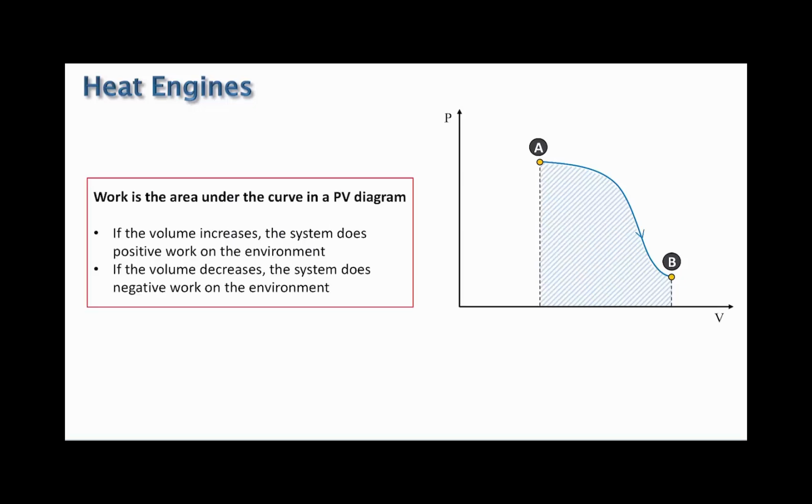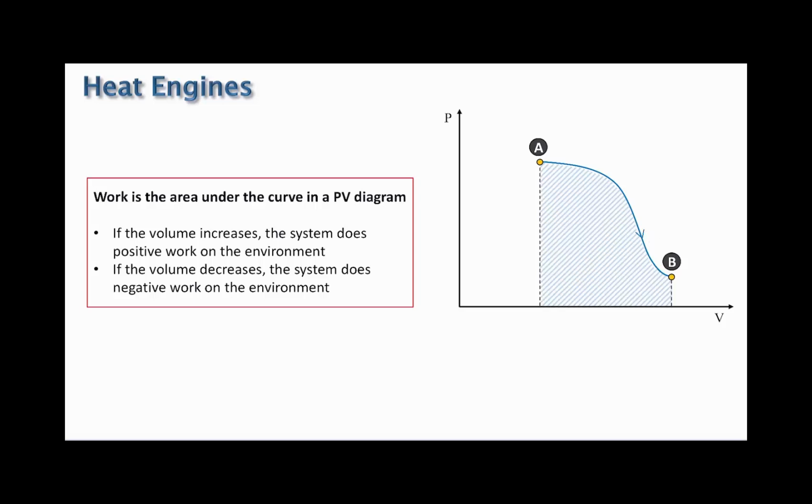So to summarize, work is the area under the curve in the PV diagram. If the volume increases, the system does positive work on the environment. If the volume decreases, the system does negative work on the environment, or in other words, the environment does positive work onto the system. In our example, the piston extended and the volume increased, as shown by the arrow that I drew on the path right here. So the piston did positive work.